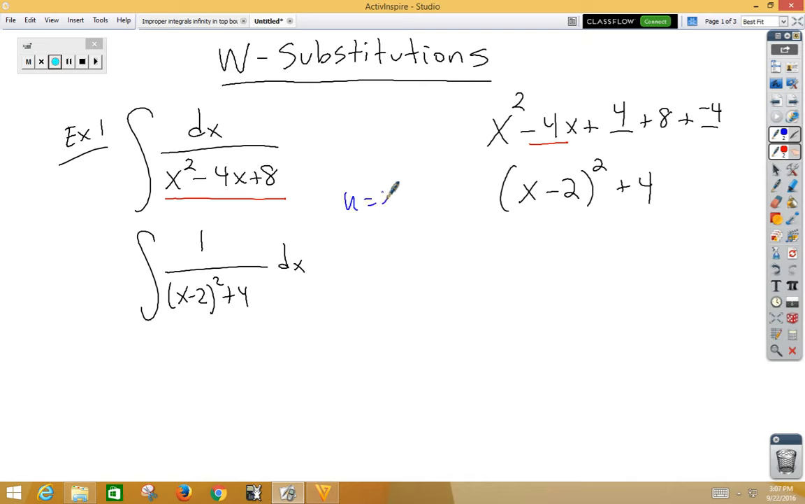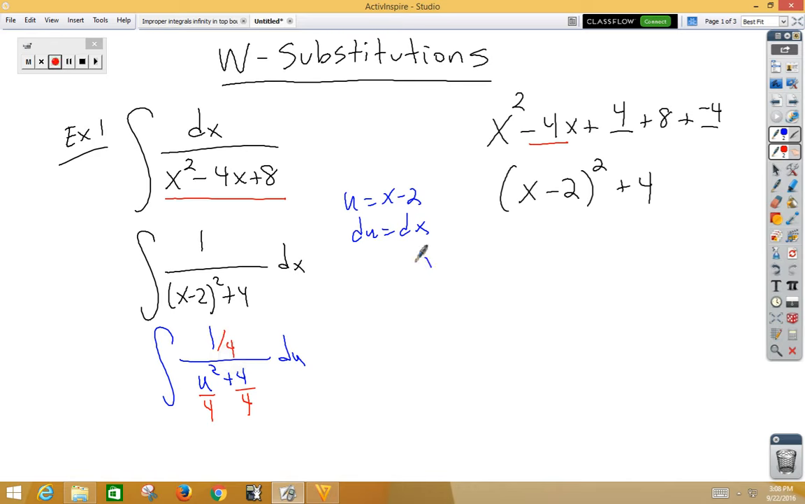U is x minus 2. du would be 1 dx. We have the 1 dx, so we can now convert this integral into 1 over u squared plus 4 du. Now you'll notice it's getting closer and closer to inverse tangent. But we have this 4 in the way. So in order to get rid of the 4, we're going to divide by 4 everywhere.